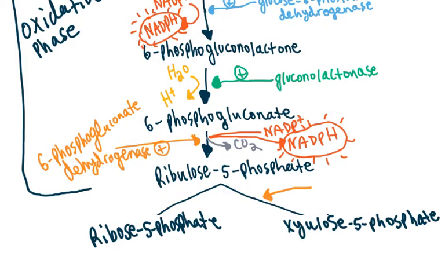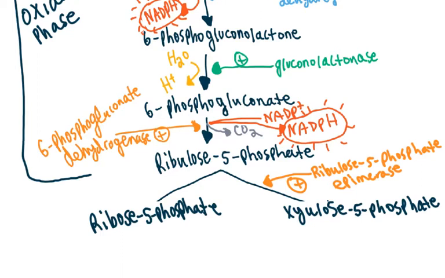Alright, so let me go and write that down. Ribulose 5-phosphate epimerase. So that's the enzyme you use here to go from ribulose 5-phosphate to xylulose 5-phosphate. However, to go from ribulose 5-phosphate to ribose 5-phosphate, we use a different enzyme. We use an isomerase enzyme.